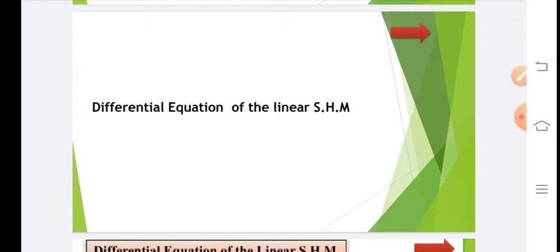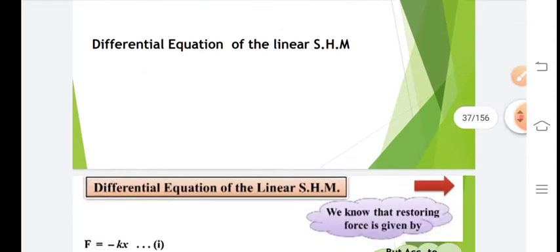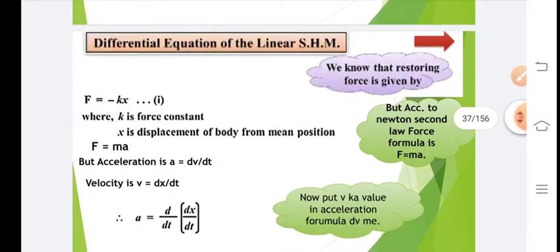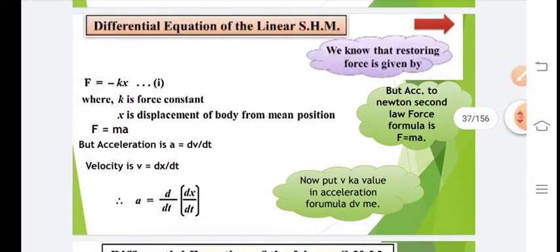So this is lecture number 2. In the last lecture we discussed motion or oscillations, and the different types of oscillations and motions. Today we are discussing the differential equation of simple harmonic motion. This is the differential equation of linear simple harmonic motion.